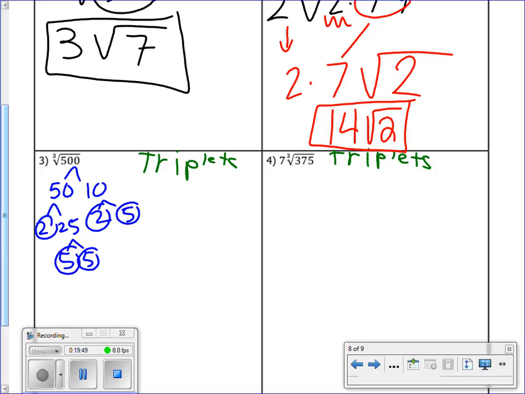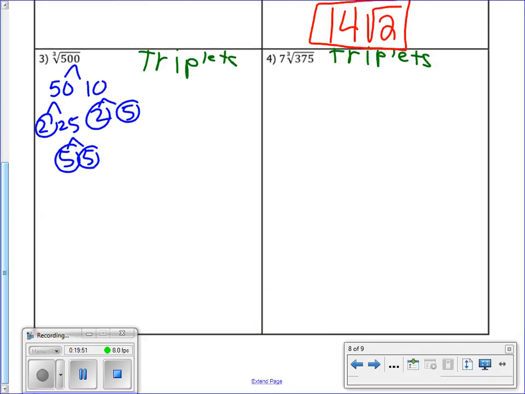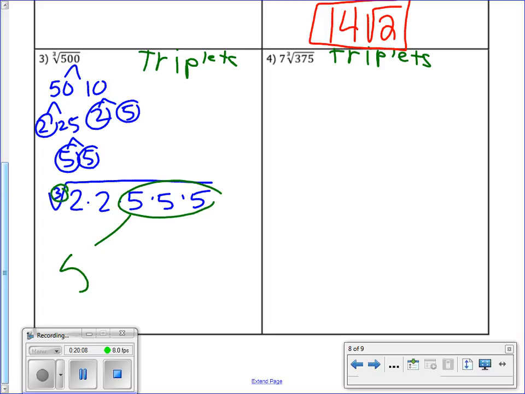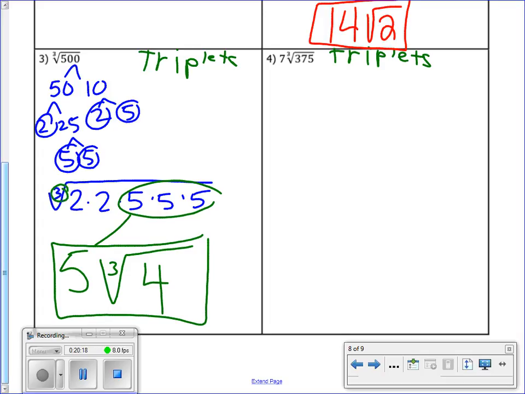So now I'm going to put this all inside my cube root sign. All of my prime numbers. I have 2 2s, and 3 5s. Remember, this index of 3 is telling me that I look for triplets. So I have one set of triplets and they are 5s. So they get to come out, cubed root. And I have 2 2s left over. 2 times 2 is 4. So we have 5 cubed root 4.